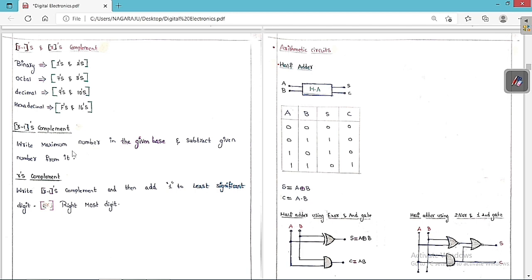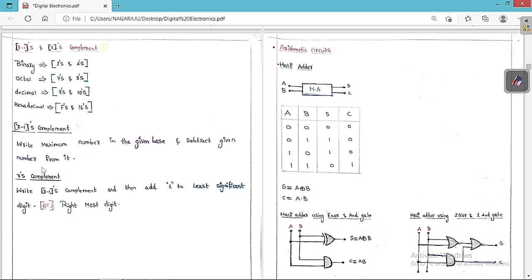Suppose in the question they give some 3-digit number for some number system of radix R. Then for this 3-digit number, you have to write the maximum number in that number system with the maximum values. Then you subtract the given number from the maximum value, and whatever value you get is called the R minus 1's complement.